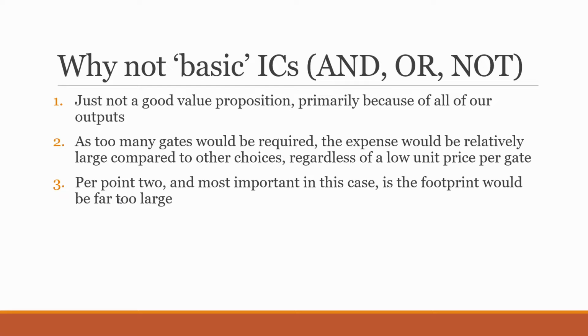I was looking at just the basic chips like AND, OR, NOT. I decided that they wouldn't really be a good value proposition, even if they are pretty low on an individual gate basis. And also, after looking over all the different SOP equations that I had at the end of this, I saw that there'd be a large number of gates, so the footprint would be very large, which matters since this would be going into a relatively small console just for the washing machine. You don't want it to take up too much space.